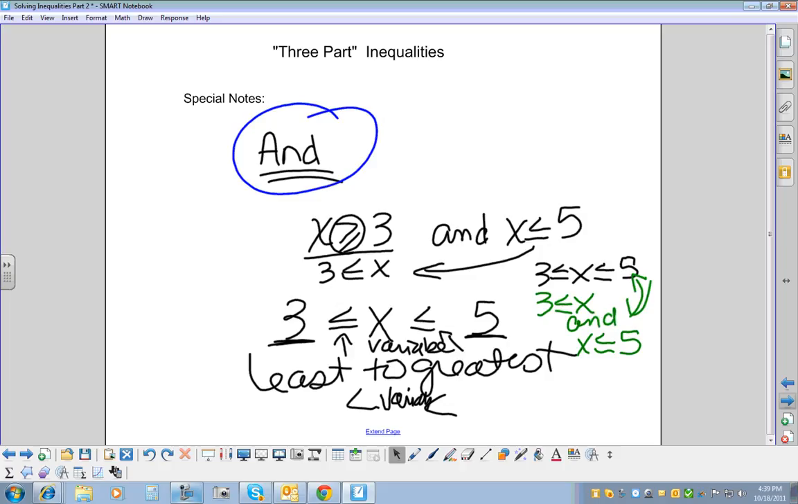You can't do it with ors, and your inequality signs have to be facing the same direction, and we like them to be less thans or less than or equal tos. We don't like greater thans because then the numbers are going opposite the way our number line is going.